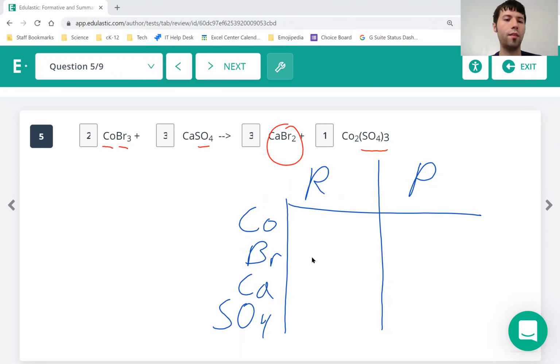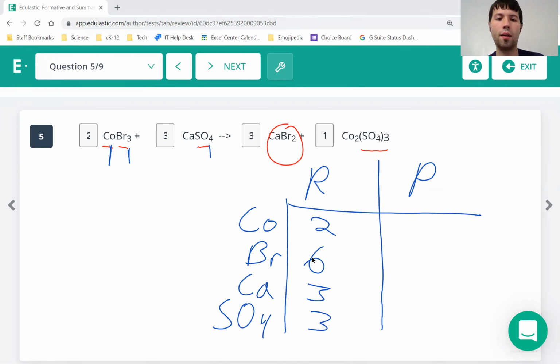So on the left side, I have 2 times the subscript of 1 for the cobalt, so that's 2. 2 times 3 on the subscript of bromide, so that's 6. 3 times no subscript, so that's the 3 for calcium. And 3 times SO4, that's still 3.